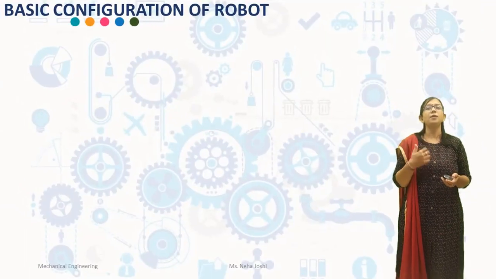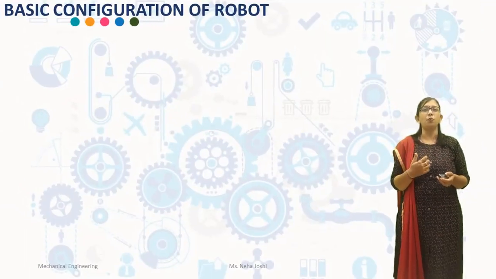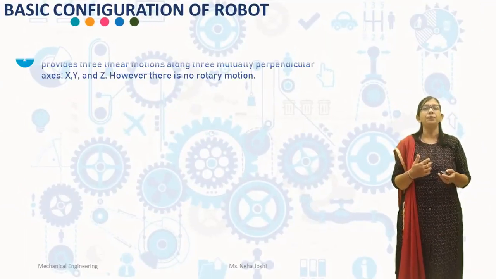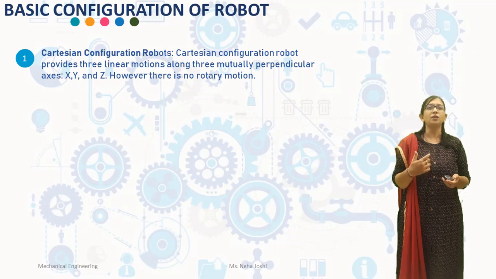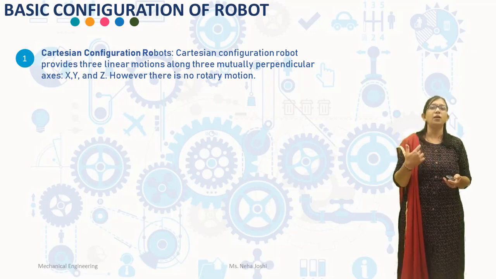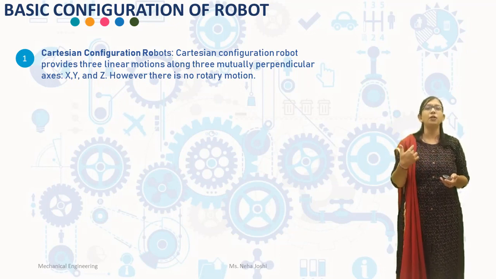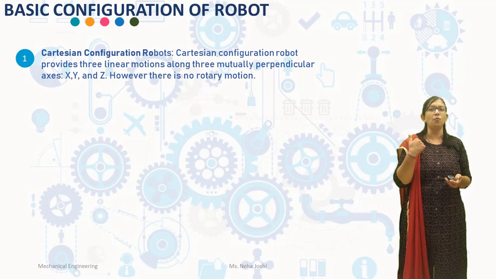Now we will discuss the various configurations of robots. There are generally four configurations used in robots. The first one is Cartesian configuration, then cylindrical configuration, polar configuration, and jointed arm configuration. First of all, we will discuss the Cartesian configuration robot.